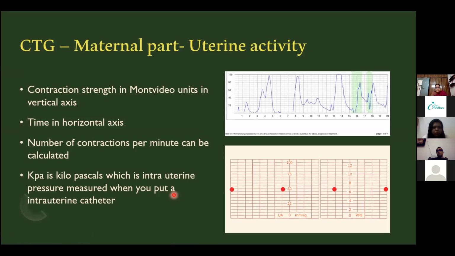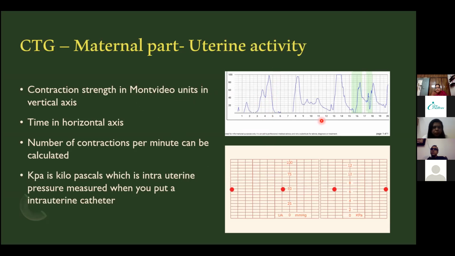When you take the maternal part of it, the lower part of it, the contractions are traced in this. The contractions are recorded in Montevideo units. See, in the regular CTG paper with an external fetal monitoring, the frequency of the contractions can be assessed well. But the duration and the strength of the contractions cannot be assessed very well. The strength only will be represented by Montevideo units.